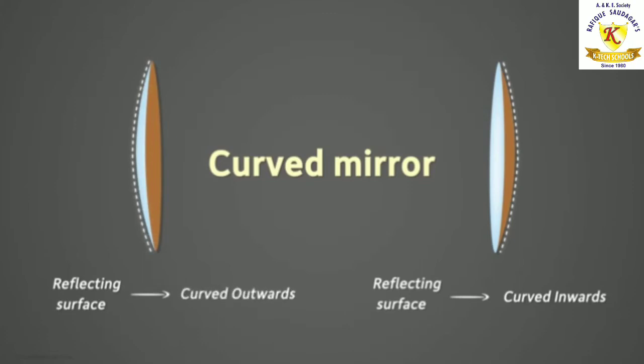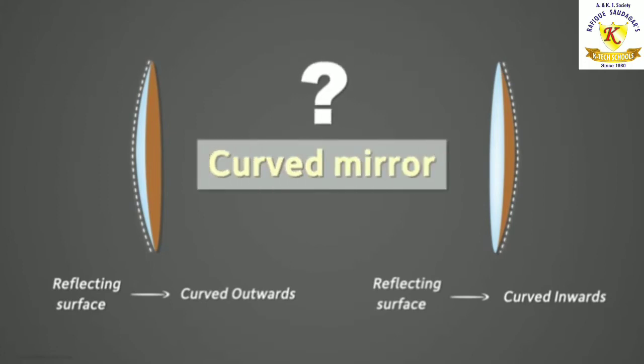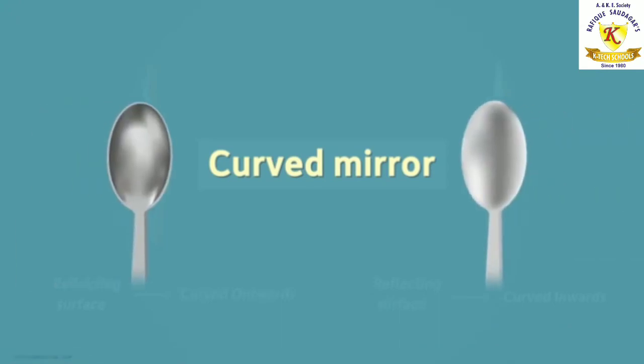Can you give me an example where you can see a curved mirror? Yes, children? The shiny surface of a spoon is a good approximation of a curved mirror. A spoon has 2 curved surfaces, one curved inside and the other curved outside.